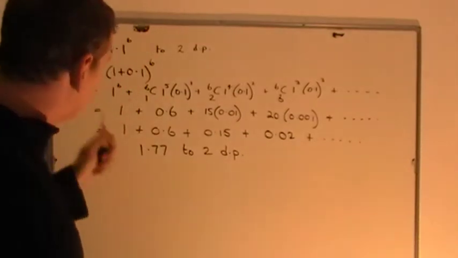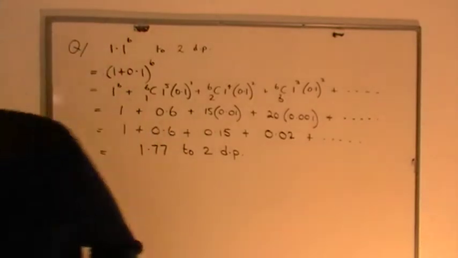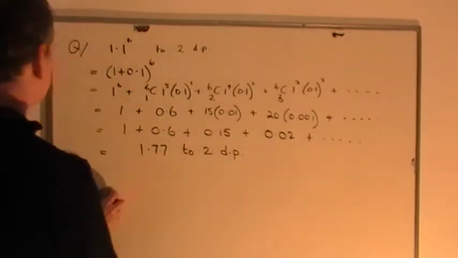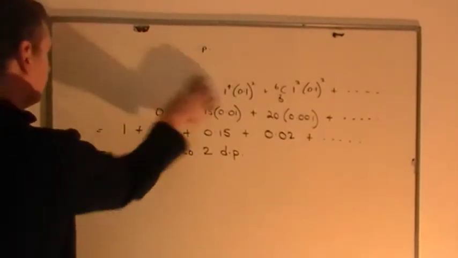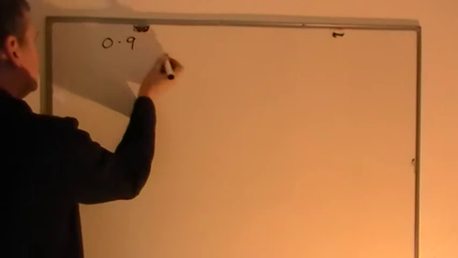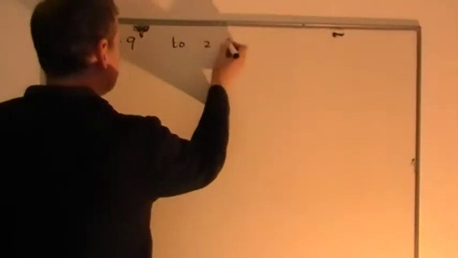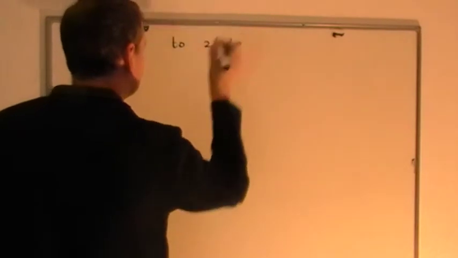calculation. On this little short video, I'll do one more very similar to that. And in this case, for the second question, instead of 1.1 to the power 6, what I'm going to do this time is I'm going to say 0.9 to the power 8. And I want it again to 2 decimal places, like so.